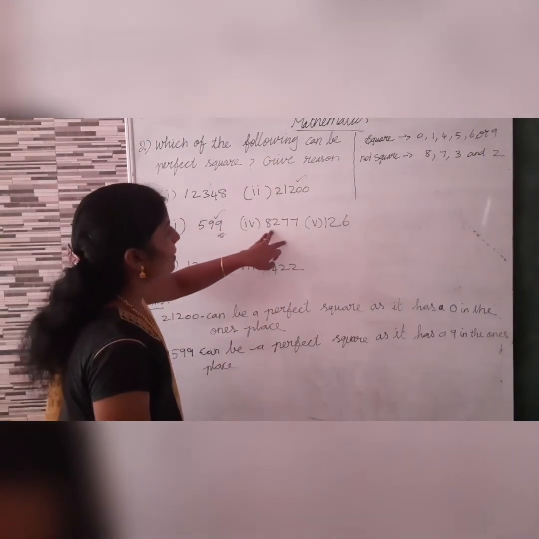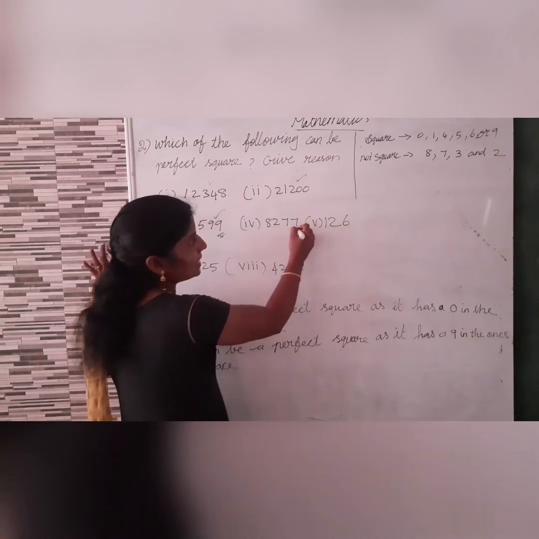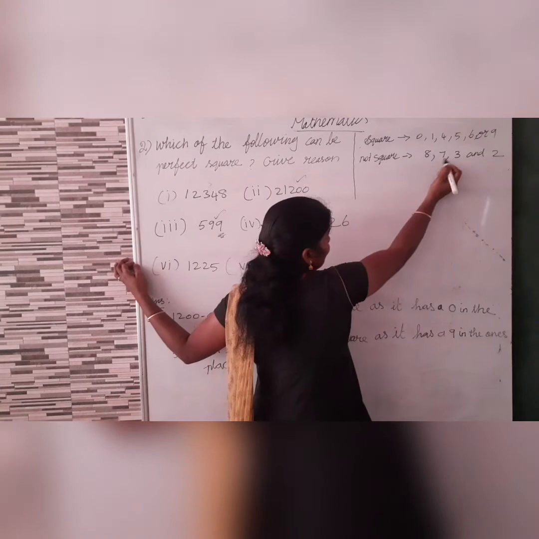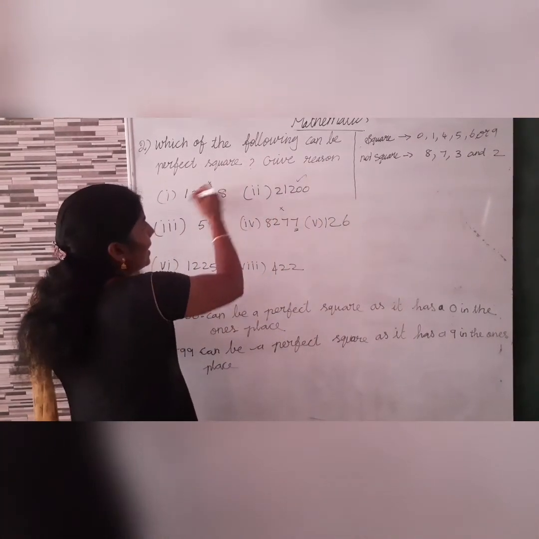Now 8,279. Here ones place is 7. If we have ones place 7, that is not a square number. Okay, this is not a square number.